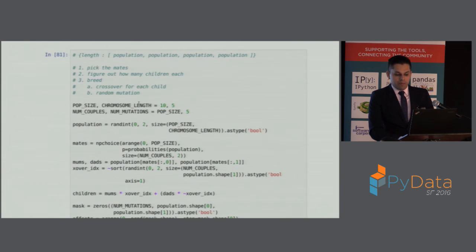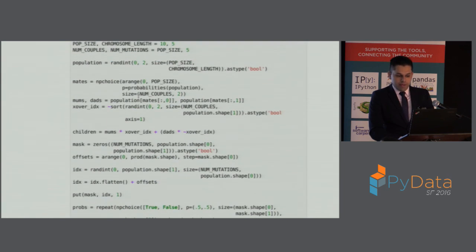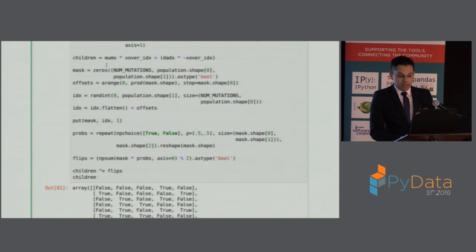I create my random population. I select my mates. I figure out which are the parents on one side, which are the parents on the other side. I perform my crossover like this. I create a mask and then create offsets from those masks. I flatten the array to create those offsets, and then I put a 1 to represent all the bit flipping. That represents one stage of bit flipping. And then I create the probabilities.